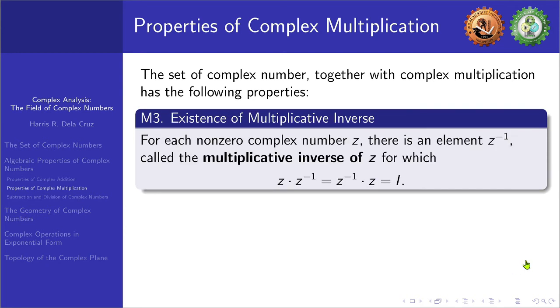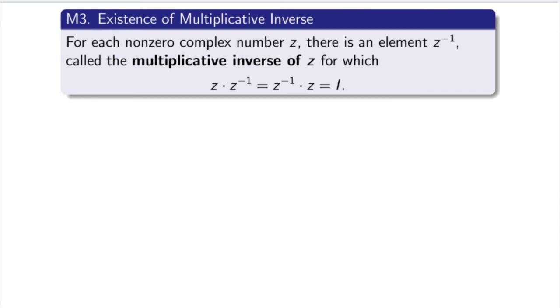Third property, M3, existence of multiplicative inverse. For each non-zero complex number C, there is an element C to the negative 1 called the multiplicative inverse of C, for which C times C to the negative 1 is equal to C to the negative 1 times C is equal to the multiplicative identity 1. For a non-zero complex number C, we want to find another complex number denoted as C to the negative 1 such that their product becomes the multiplicative identity (1, 0).